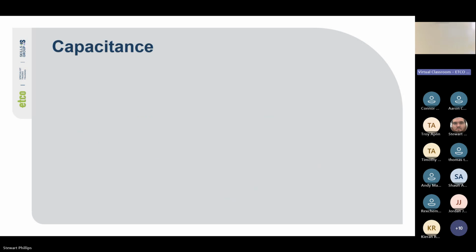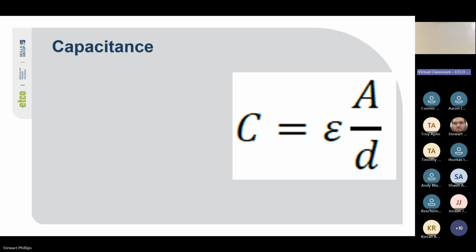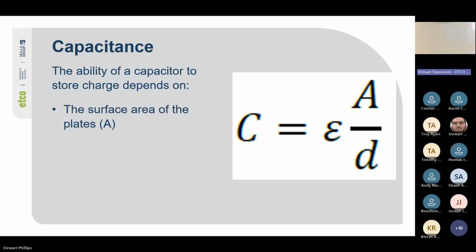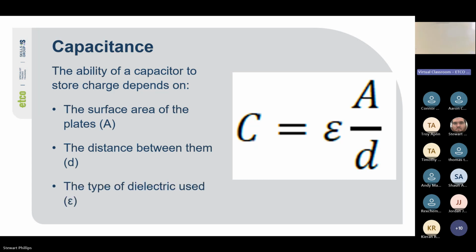Cool. So the next thing we're going to talk about is the capacitance. So the capacitance is a measure of the capacitor's ability to store a charge. So this is the formula. It's the ability of a capacitor to store charge, and it depends on the surface area of the plates, the distance between the two plates, and the type of dielectric.